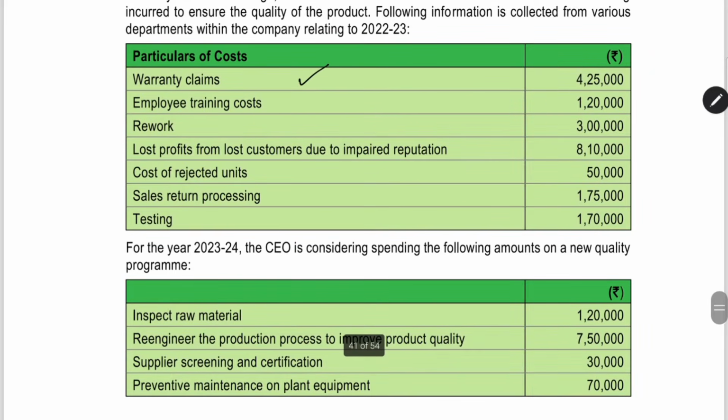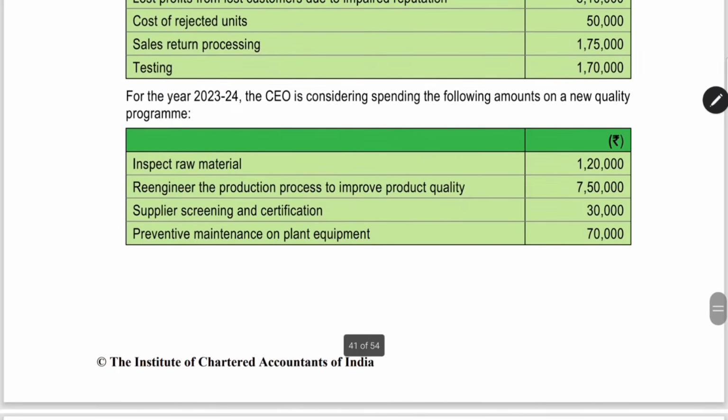Currently, this much the company is spending on warranty, and this much on employee training. Those information are given. For the year 23-24, the CEO is considering spending the following amount on a new quality program. They are implementing a new program. For that new program, this much will be the cost. Inspection, this much. Production process, this much. Maintenance, this much.